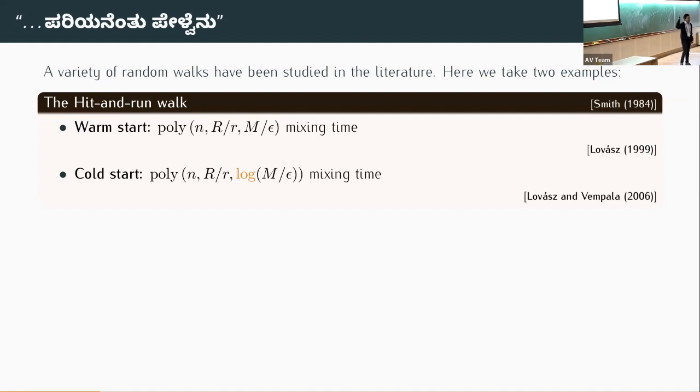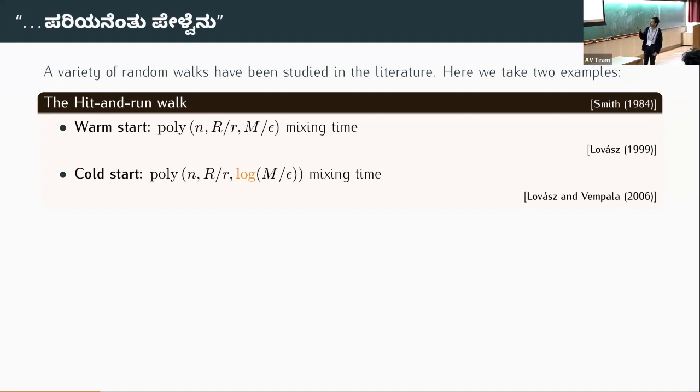In fact, already the old Dyer paper was essentially doing that, and so this is non-trivial. It requires doing something else, some pre-processing on the body itself. Okay, so a variety of random walks have been studied, and so let's take just 2 examples. So hit and run. The first polynomial mixing time was by Lovász, 99. It's a beautiful paper.